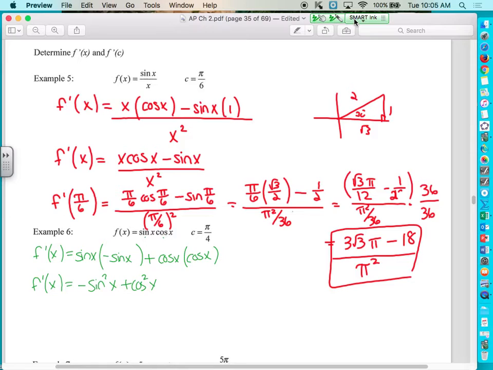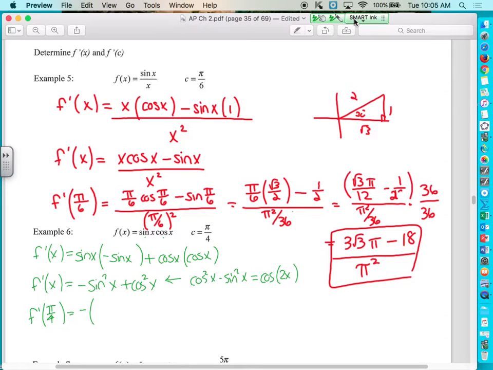So we could leave it this way if you want to plug in pi over 4 for your x. We could do that. And if you recognize that this is actually a double angle identity, you could rewrite this. That equals cosine of twice the angle. If you remember that, that's fantastic. If not, it doesn't matter. You'll still get the same answer here.